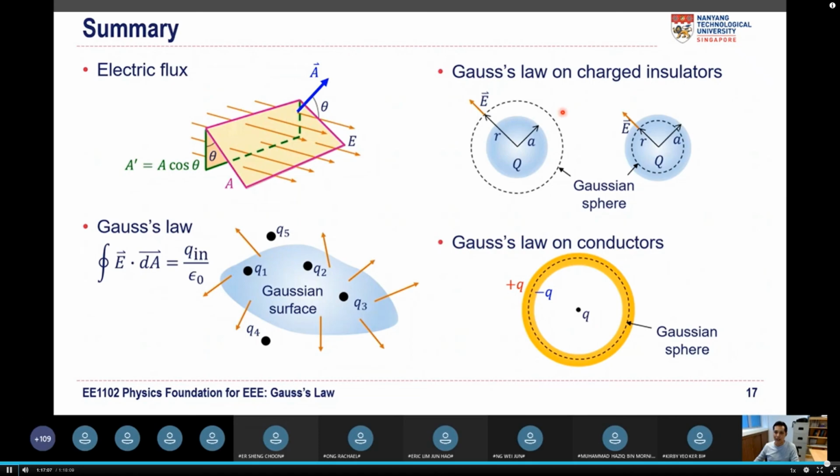And then we've discussed how we can apply Gauss's law on charged insulators to calculate the field outside the charged insulator as well as inside it, and also how we can apply Gauss's law on conductors. Remember that inside the conductor, the electric field is always 0, and the charge inside the conductor is always 0. All the charges will only accumulate on the surfaces of the conductor.